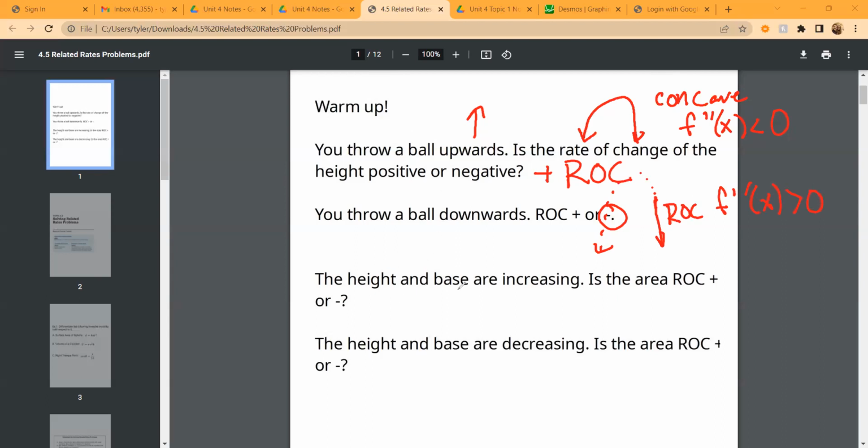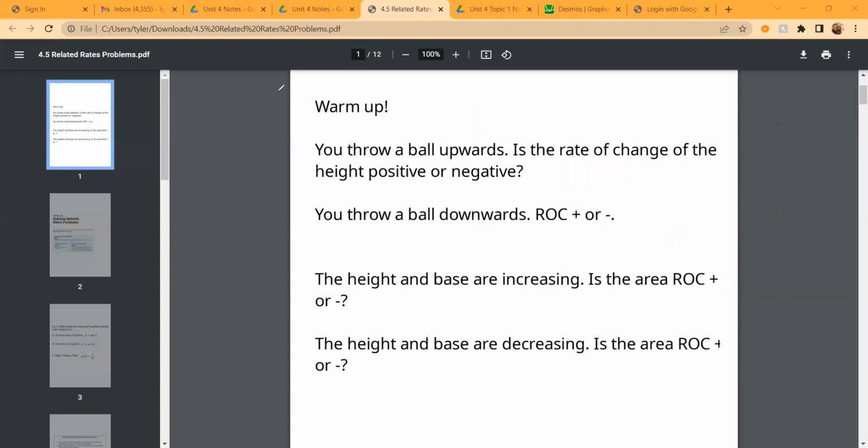The height and base are increasing. Is the rate of change of the area positive? It's definitely positive because both dimensions are going out, and so our area is going to be getting bigger. The height and base are decreasing. Is the rate of change going to be positive or negative? This is going to be negative. You may think that it could be a negative makes a positive situation, but that's just not how it works. So let's get right into some problems.